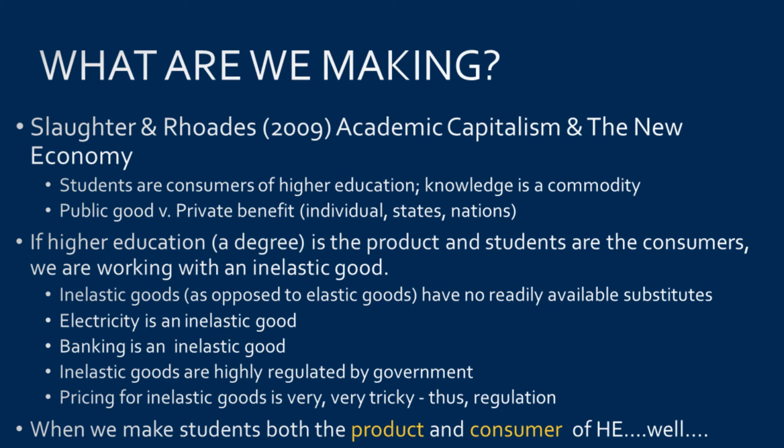So this last slide that I'm presenting is a discussion that I love to get into about our consumers and our product. We all know, and Slaughter and Rhoades actually wrote this book, Academic Capitalism in the New Economy, but they basically said what we've all experienced in the academy, that students are now consumers of higher education, that knowledge is a commodity. And there's been a lot of dialogue about public good, the public good for higher education versus the private benefit of higher education. And when you see state funding declining, it's because people believe that there's more private gain. So students need to have skin in the game. They need to pay their own tuition.